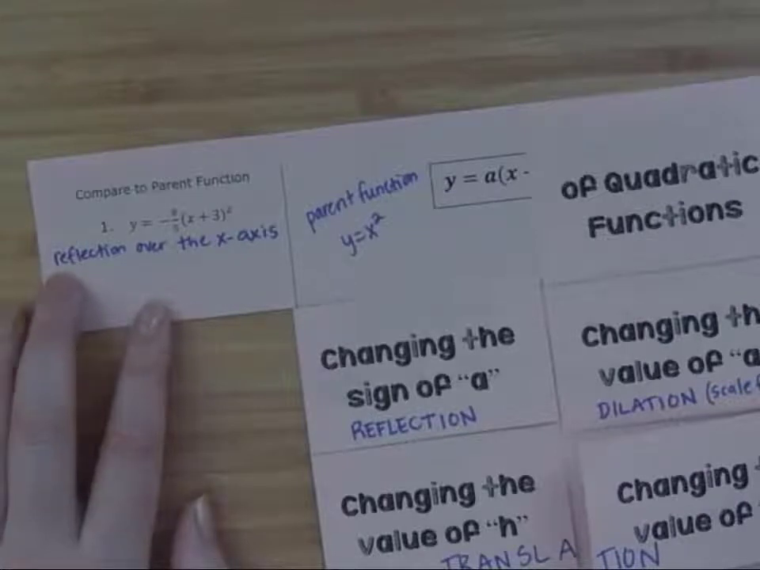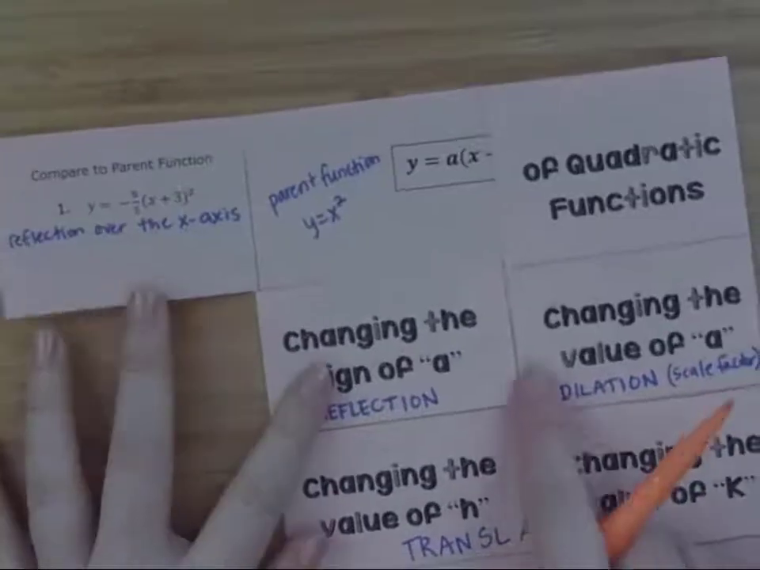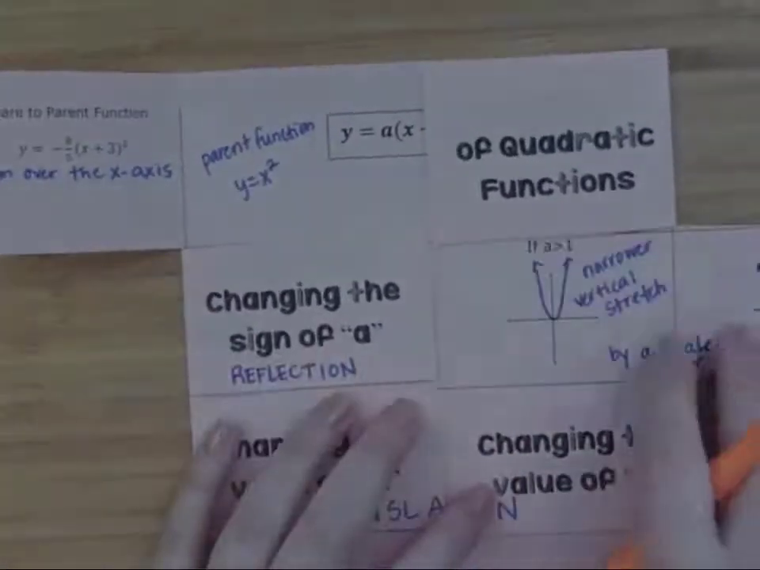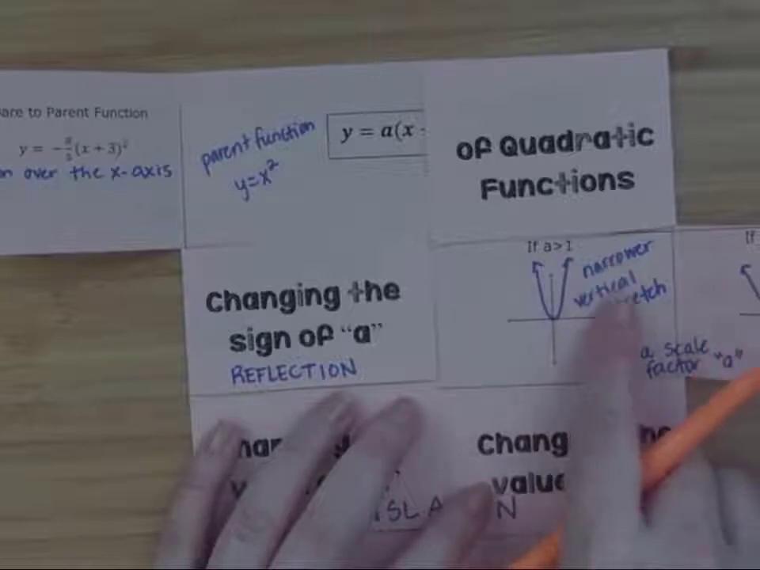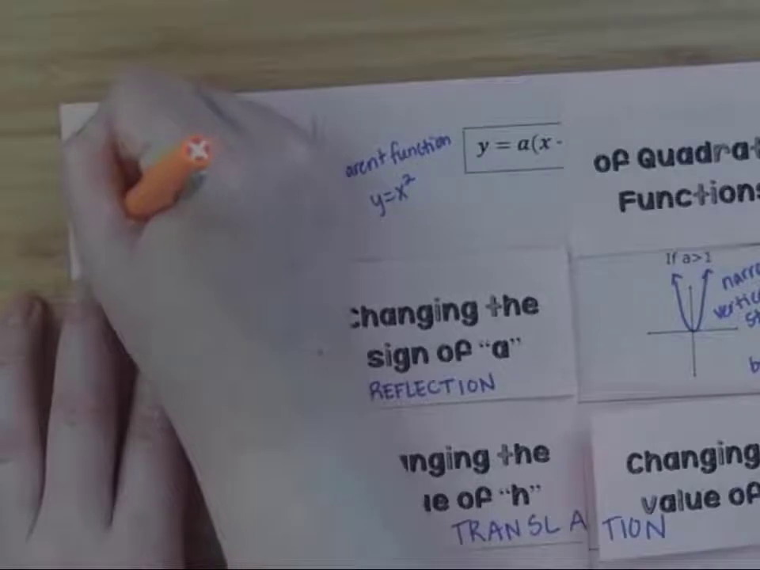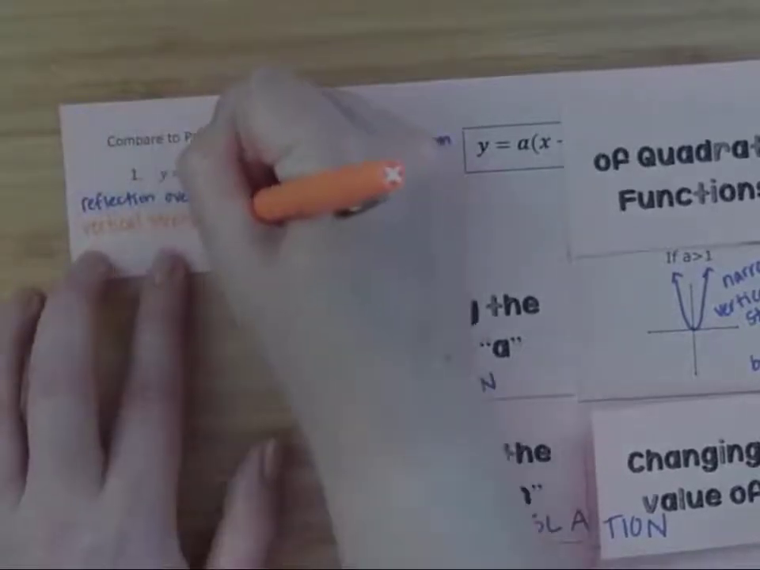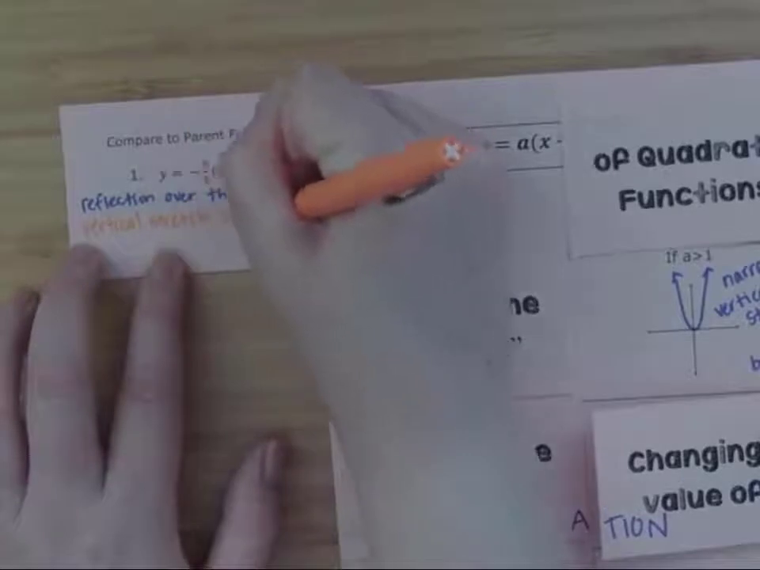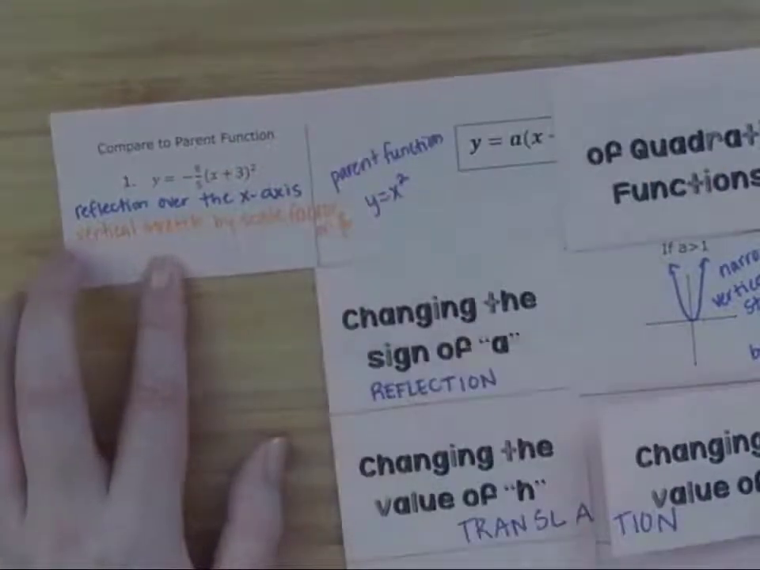8/5. 8/5 is greater than 1, so that means we change the value of A. 8/5 is greater than 1, so we could say narrower, or we could say vertical stretch. We'll just use our new term of vertical stretch, and you might see this by scale factor of 8/5.